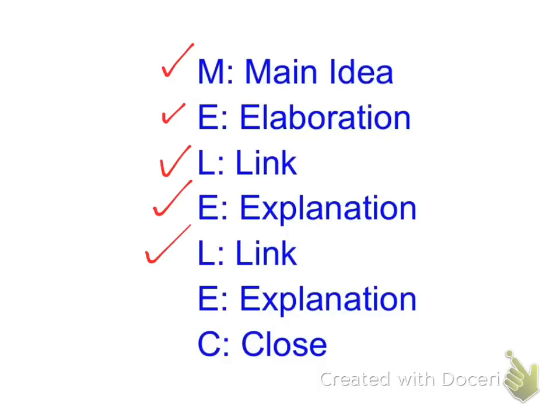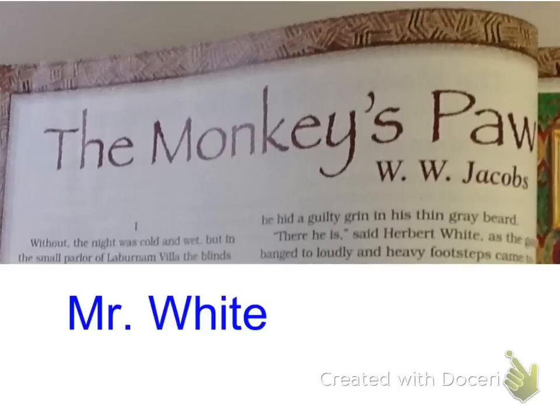The second L is a link to a source that I can use to prove the second trait. The second E is the explanation of how the second link proves the second trait. And the C is a closing thought about the character and his or her traits. For this example, I will be writing about Mr. White's character traits in The Monkey's Paw.